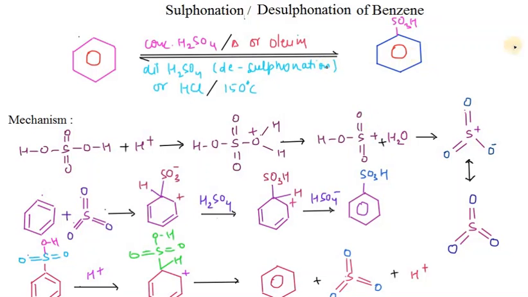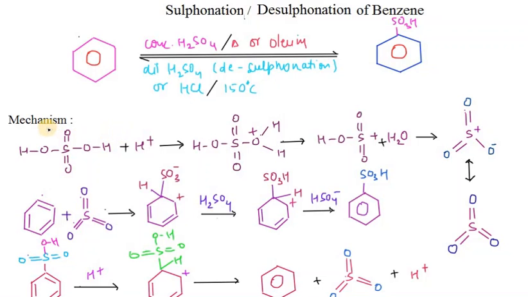Now in this video we're going to learn about sulphonation and desulphonation of benzene. So we have a benzene over here. When we react it with concentrated H2SO4 with heat, or with oleum, it forms benzene sulfonic acid. Now when benzene sulfonic acid is put under dilute H2SO4 or HCl at 150 degrees Celsius, there is desulphonation of benzene. We again get the benzene over here.